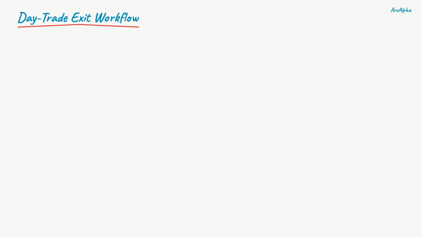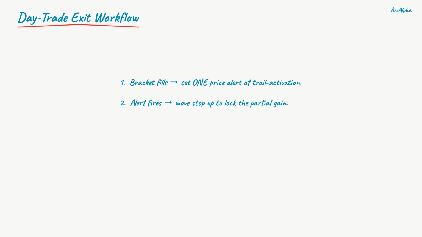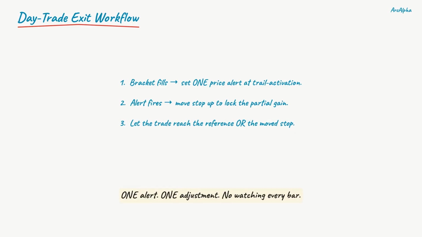Practical day trade exit workflow. When the bracket is filled, set a single price alert in your broker at the trail activation level. When that alert fires, move your stop up to lock in the partial gain. That is the only adjustment. From there, let the trade either reach its reference or trigger the moved stop. Either outcome is a closed trade. 1 price alert, 1 stop adjustment, no watching every bar. The discipline is to make exactly that one adjustment and nothing else.